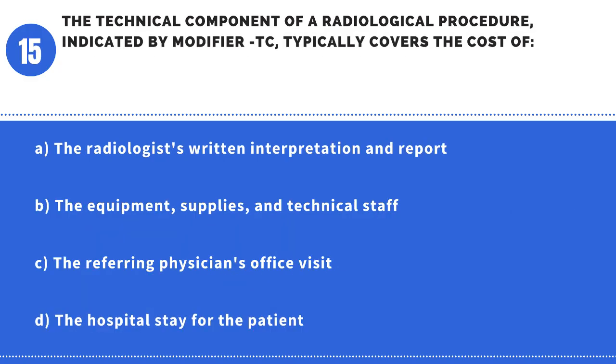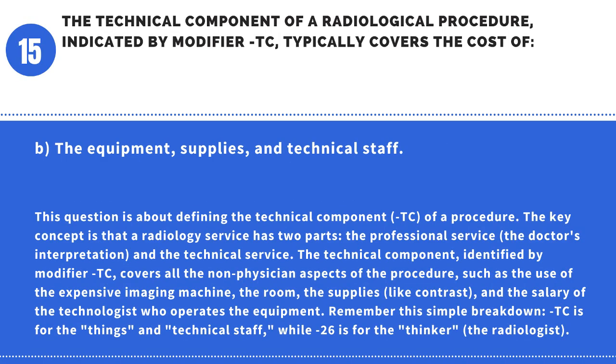Question 15. The technical component of a radiological procedure, indicated by modifier TC, typically covers the cost of A. The radiologist's written interpretation and report. B. The equipment, supplies, and technical staff. C. The referring physician's office visit. D. The hospital stay for the patient. Answer: B. The equipment, supplies, and technical staff.